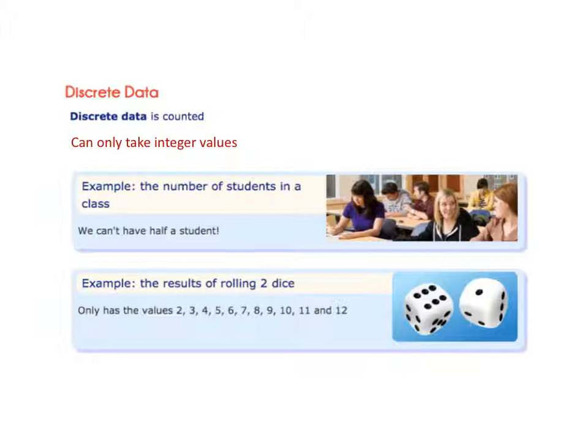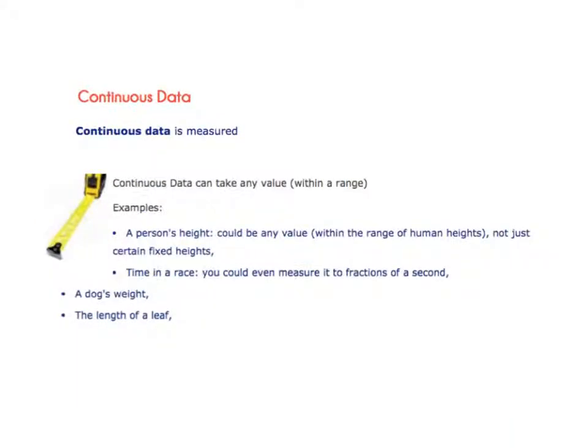Your height is continuous data because your height can take on those non-integer values, and your weight can take on those non-integer values. Does that make sense? Questions? No? Okay. So, as Hannah said, it can take on any value within a range, your height, your weight, not just certain fixed heights, time in a race, a dog's weight, the length of a leaf, that's all continuous. You will have to classify your data as discrete or continuous.